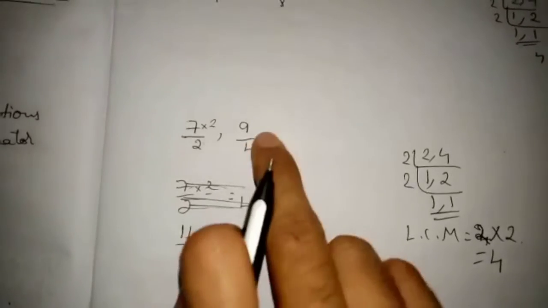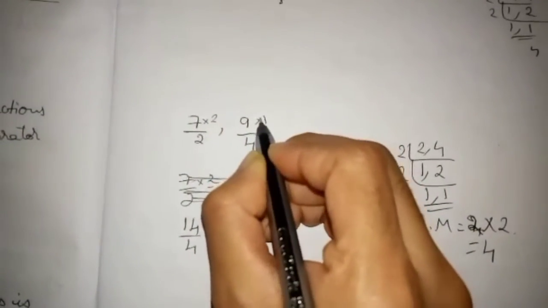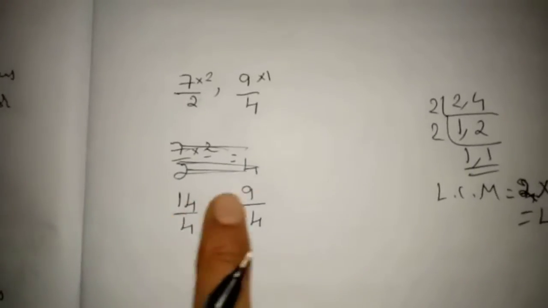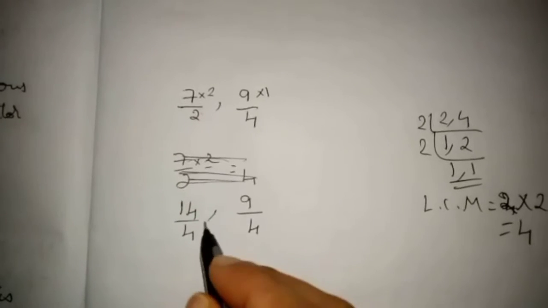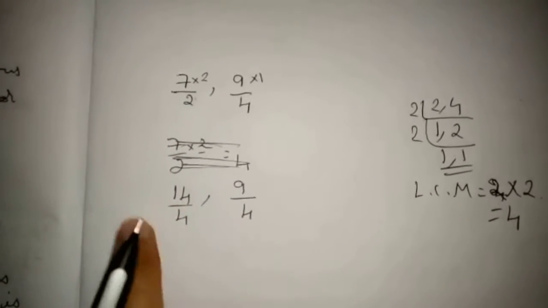Here 4, here also 4. 4 how much to get 4? 4 1s are 4. So 1 you have to multiply here. 9 1s are 9. So you got two fractions, 14 by 4 and 9 by 4. Now check, the denominators are the same.